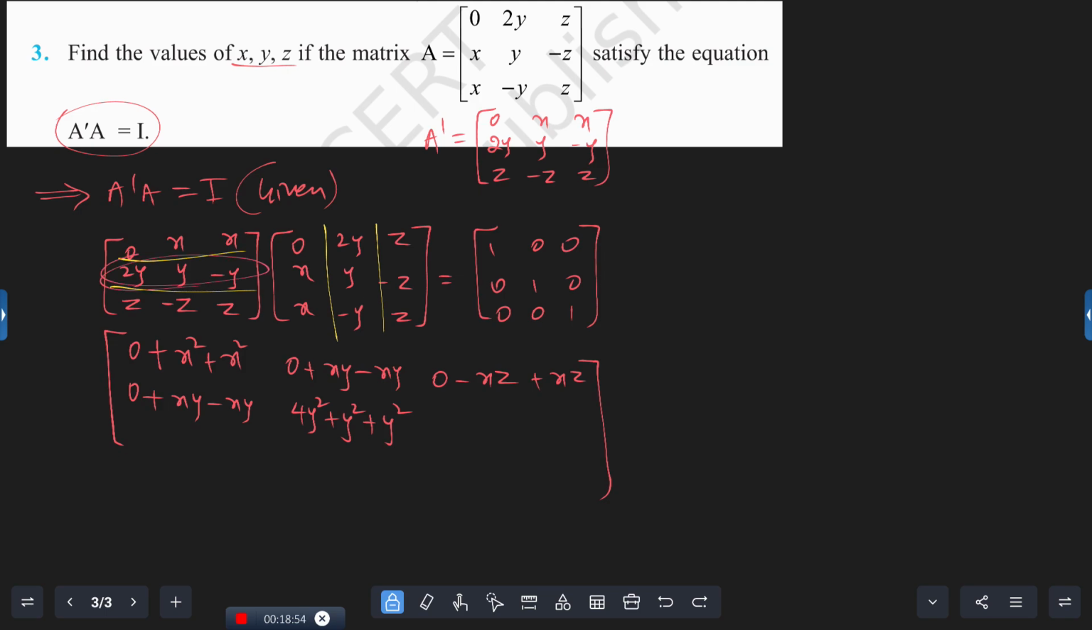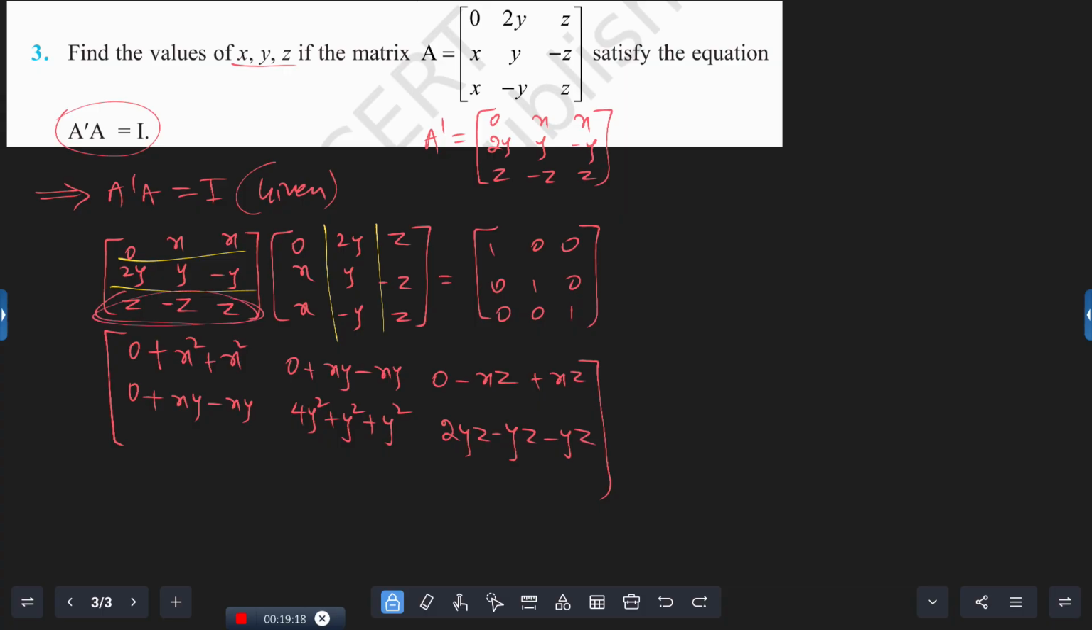Now again, second row with the third column. Again first element with the first element: 2y into z, 2yz. Understand? y into minus z, minus yz. Like that, minus y into plus z, again minus yz. Okay, now the second row is over.